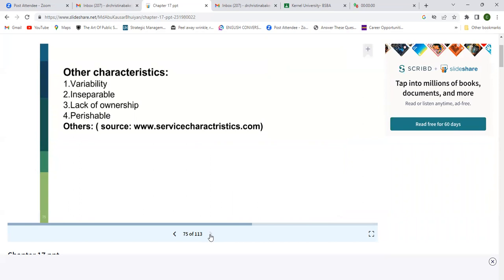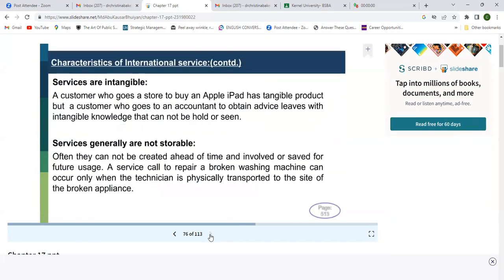Other characteristics: variability, intangibility, lack of ownership, perishability. Customer services are intangible. A customer who goes to a store and buys an Apple iPad gets a tangible product. A customer who goes to an accountant to obtain advice leaves with intangible knowledge that can't be held or seen. Services generally are not storable.